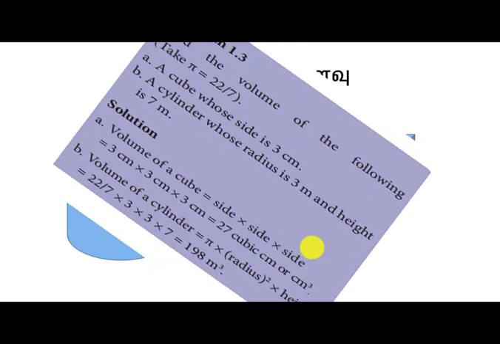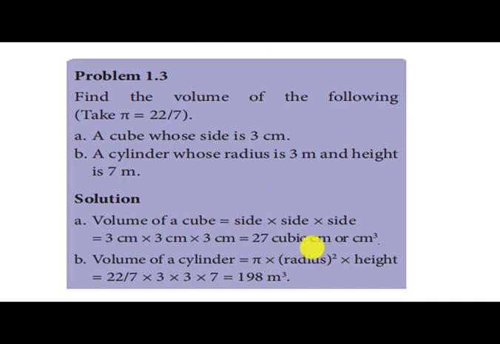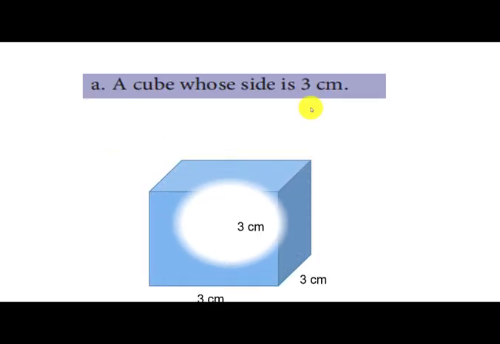Coming to the next problem, that is problem 1.3. Find the volume of the following. Take pi is equal to 22 by 7. The first case is a cube whose side is 3 centimeter, and a cylinder whose radius is 3 meter and height is 7 meter. A cube whose side is 3 centimeter.